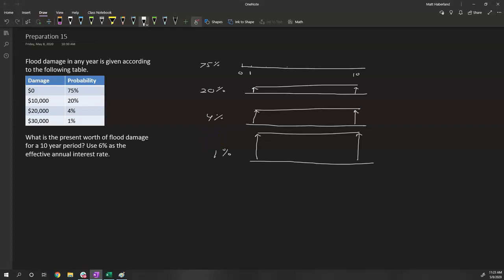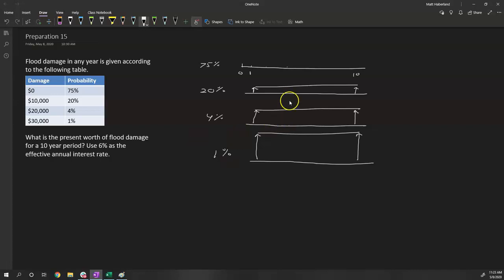I should mention that the diagrams are a little bit misleading. It's not like we have a 75% chance that every year is going to have zero cash flow, a 20% chance that every year is going to have $10,000 cash flow. It's really individual years can have these different probabilities of different cash flows, but for the sake of our analysis, it turns out it's not going to matter. So we're going to draw it like this.